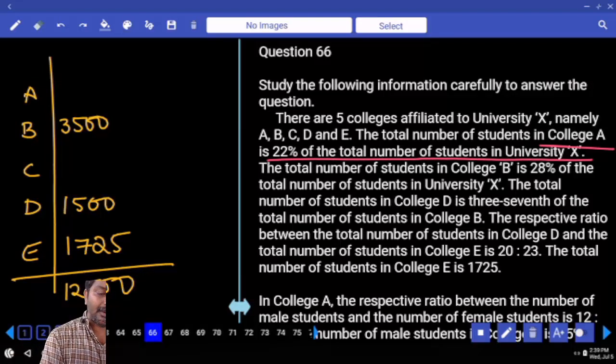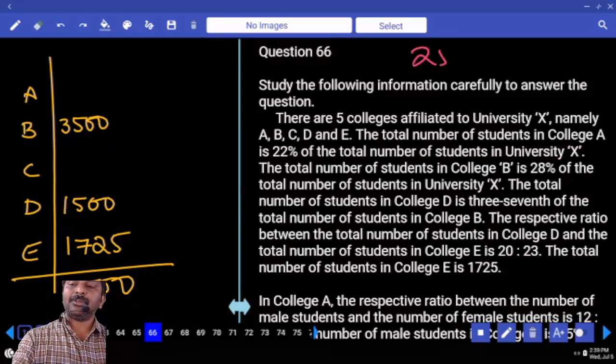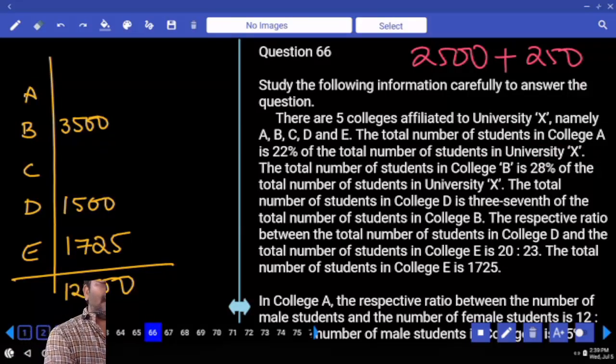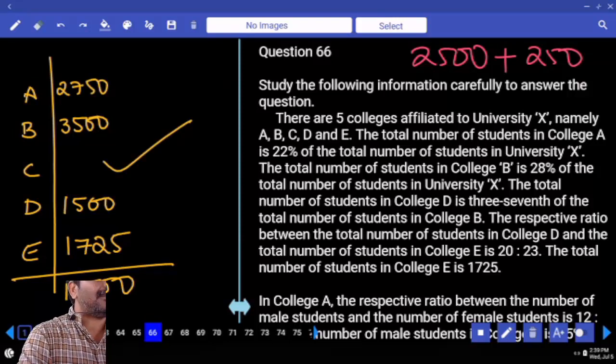Okay. Next, before that, number of students in college A is 22% of total number of students in university X. Total how many are there? 20%, 2000. 2%, total 2750. How will you get C value? From 12,500, sum of remaining values must be subtracted.